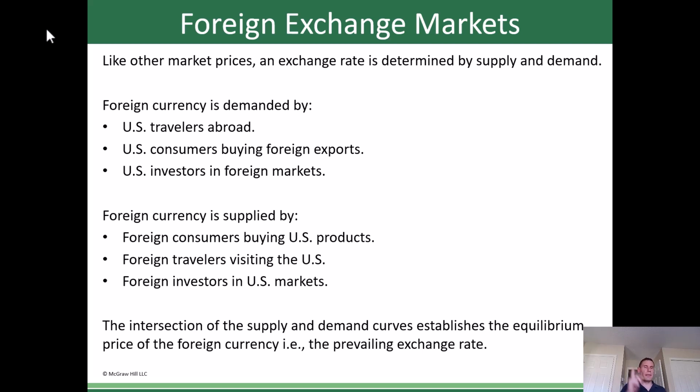Foreign currency is also supplied by foreign travelers visiting the US. Think about the tourists that come here, they need dollars to spend. And it's supplied by foreign investors in US markets. The intersection of the supply and demand curves establishes the equilibrium price of the foreign currency, i.e. the prevailing exchange rate.